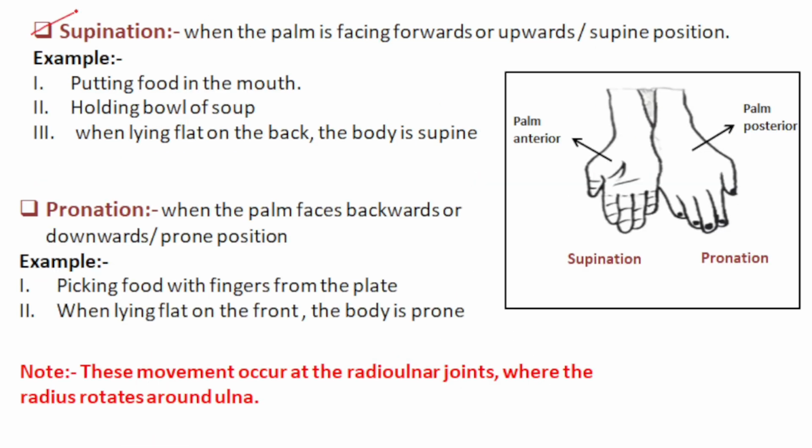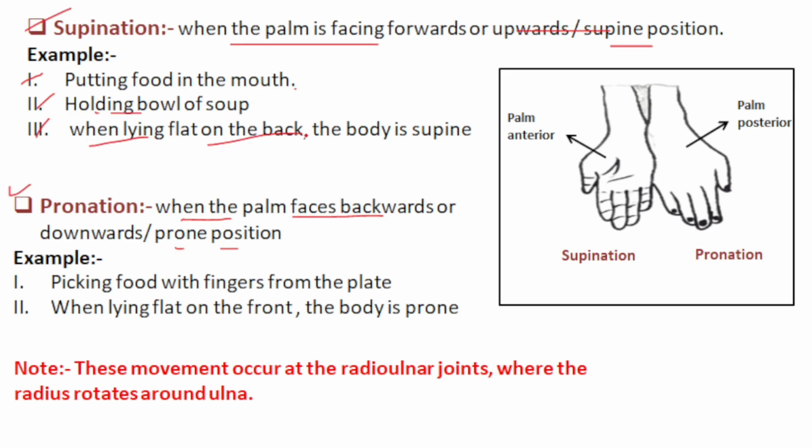Then supination and pronation. When the palm is facing forward or upwards, or the supine position, it is called the supination. Then pronation. When the palm is facing backward or downward, or the prone position, it is called the pronation. The examples of supination are putting food in the mouth and holding a bowl of soup. When lying flat on the back, the body is supine. And the example of pronation is picking food with the fingers from the plate, or when lying flat on the front, the body is prone.